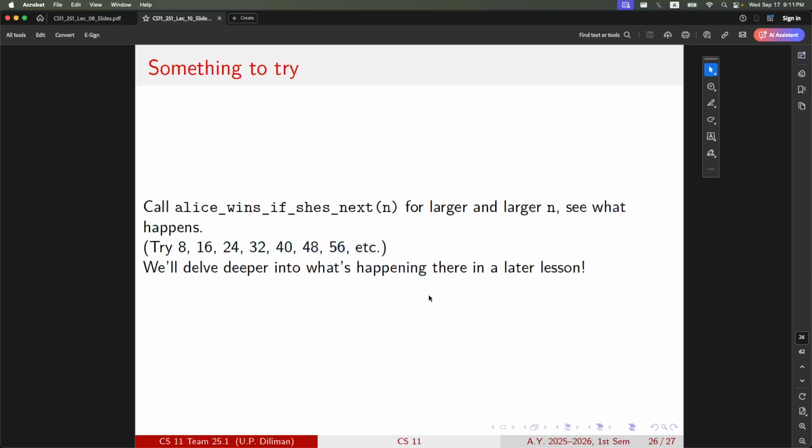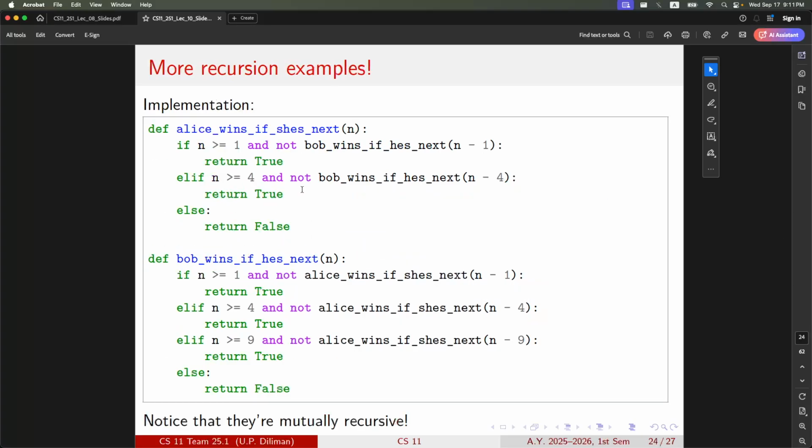Okay. In a later lesson, we'll see what's happening here. But this is mutual recursion: 2 or more functions calling each other, using recursion, but eventually the function calls lead to 1 or more base cases.